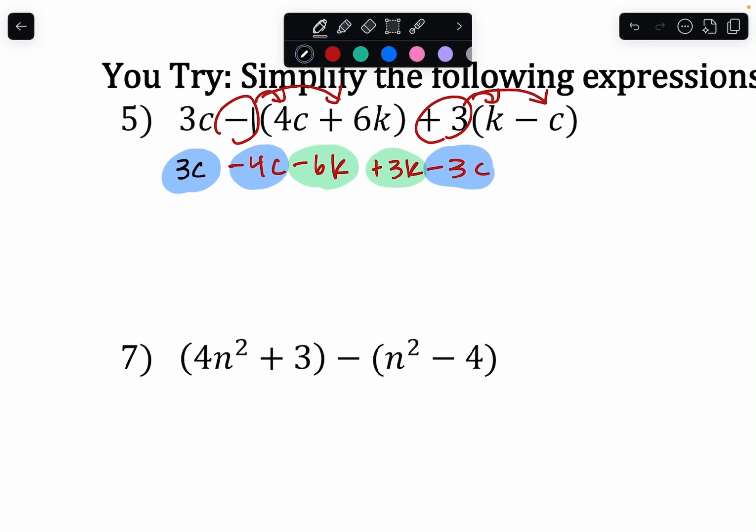And so 3c minus 3c is no c's, and so we still have a negative 4c. Negative 6k plus 3k is negative 3k. And so our final answer is negative 4c minus 3k.